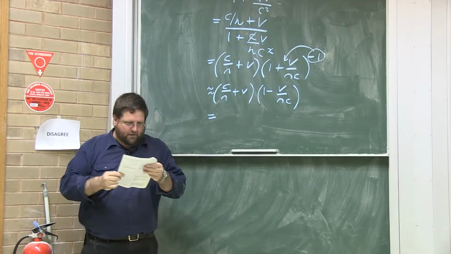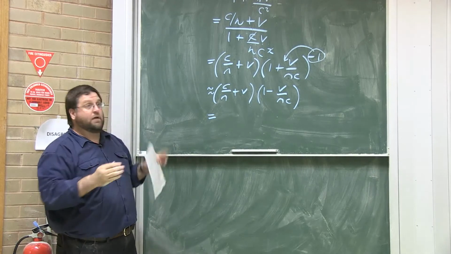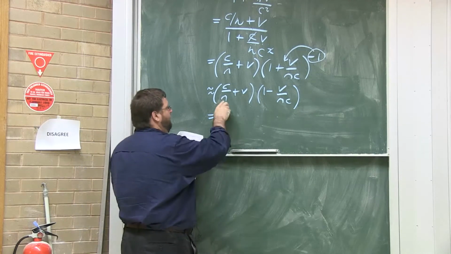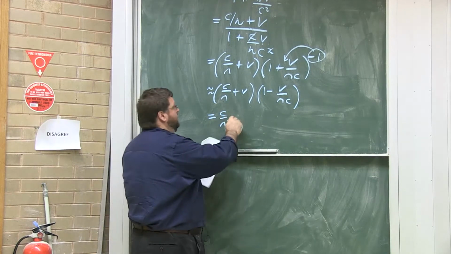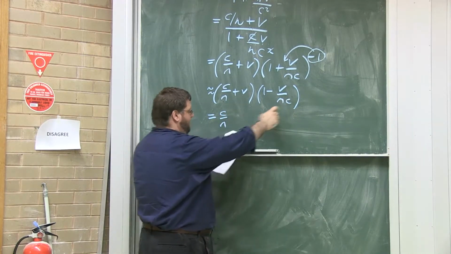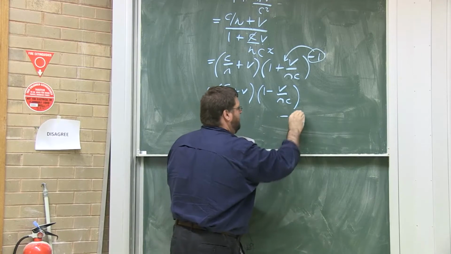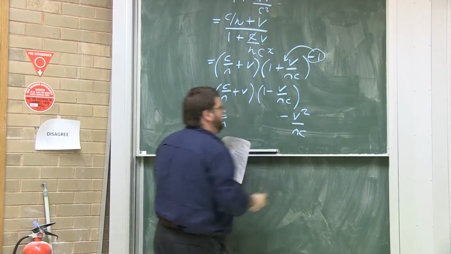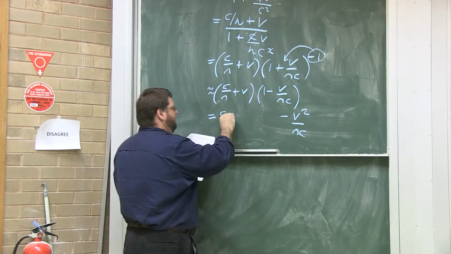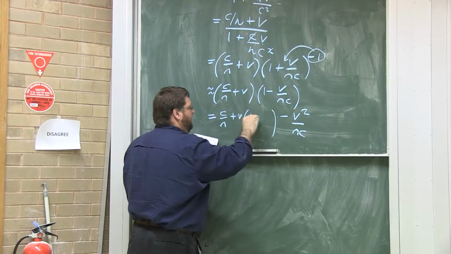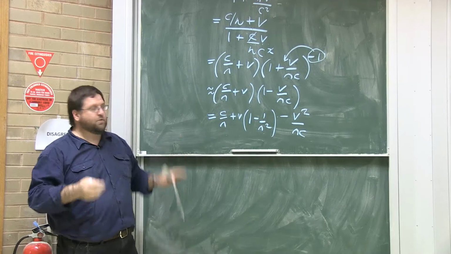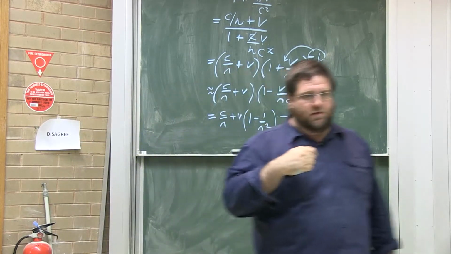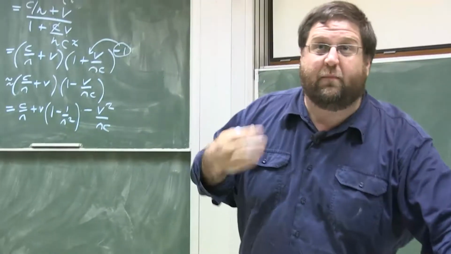Next, I'm going to expand this expression, and I'll get 4 terms, first of which is c on n, the last of which is minus v squared on n c. The 2 middle terms I'm going to stick together, and you'll get the following. Now I'll leave the algebra to you, but I stare at this equation, and I've got my eyes on the c's.